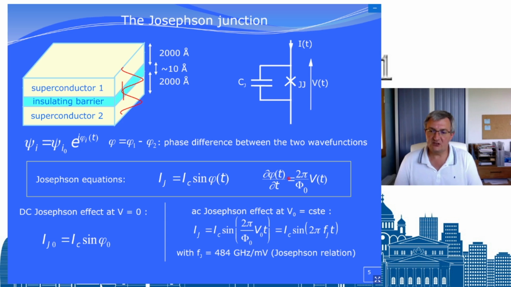And these two equations have an advantage. They are very simple, as you can see, and you can calculate a lot of things. The first thing you can observe is that if you take a constant voltage, 0 or another voltage, whatever, the variation of phase over time is 0. Simply, it means the phase is constant. It means the current is constant. This is what we call the DC Josephson effect, right?